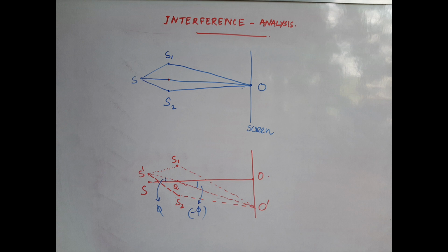We assume S dash Q makes an angle phi, then O Q O dash will be exactly at minus phi angle. So if S dash moves to the upper side, then O dash moves to the lower side. So we can say that this path difference will be the same. This is the nature of the interference pattern if there is a change in the position of the source.